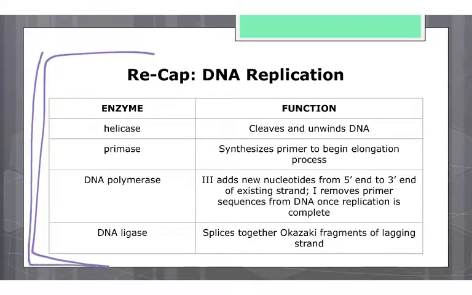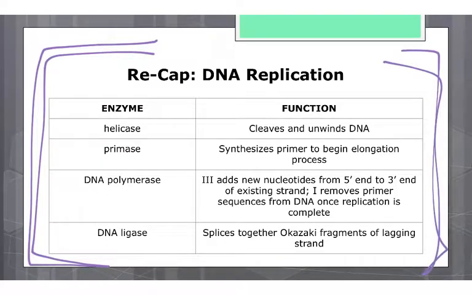This page is going to recap, and please, like I said, go back and watch that video with the Amoeba Sisters because it's super helpful. But this is going to help, and you've got to write this in your notes, explain the DNA replication when we look at just the enzymes. Okay, your helicase cleaves and unwinds the DNA. The primase is acting as that primer to begin elongation. The DNA polymerase, okay, it's going to remove that primer. Okay, and the DNA ligase is going to splice together those Okazaki fragments in that lagging strand.